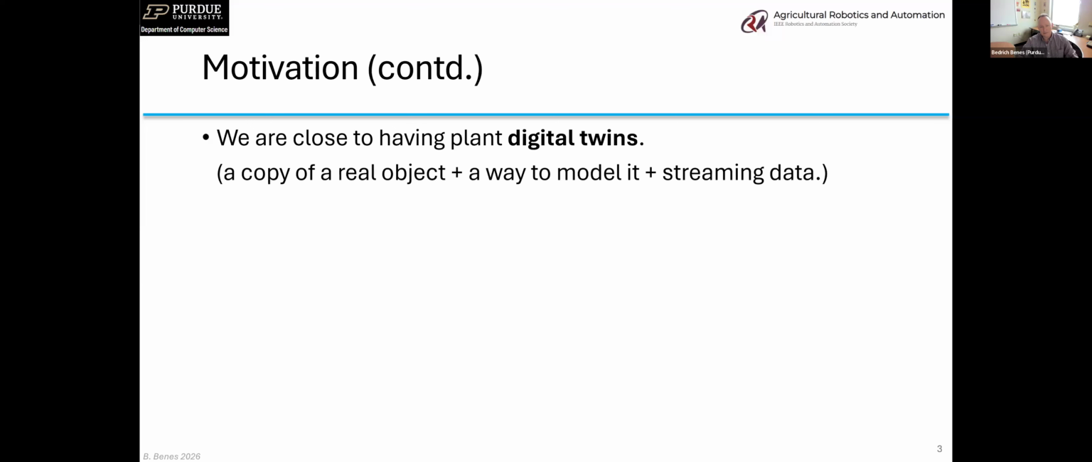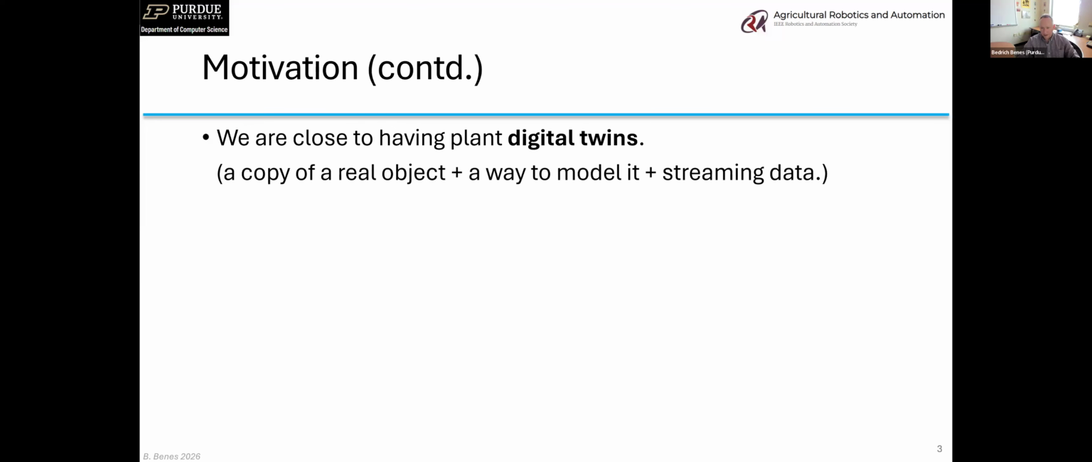And the digital twin is a copy of a real object. I can take this pencil and I can make a computer model, and then I need to have a way to model it. So what I can do, I can try to break it virtually in the computer. And the typical, important thing for digital twins is that we have the real object and we have streaming data. So we continuously, or with some delta t, measure the real model and then we update the computer model in real time. So what I'm trying to make here is an argument that we are getting close to having digital twins of plants.